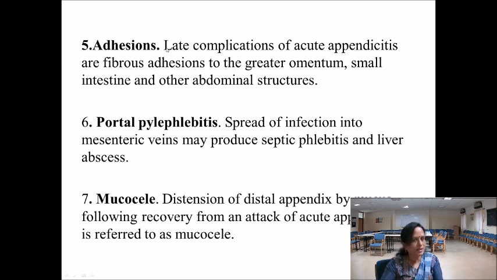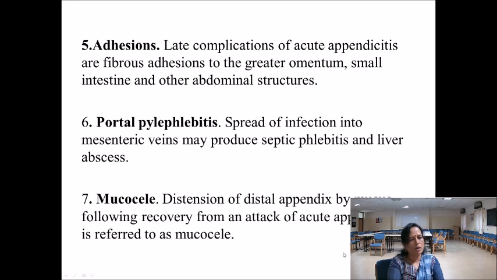And as it heals, there's always some complication. It can cause adhesions, that is the late complications. That is fibrosis, which brings the surrounding tissues to adhere to each other, especially to the greater omentum, small intestine, other abdominal structures. Then pylephlebitis, that is the infection can spread into the mesenteric veins. Then it may produce septic phlebitis or liver abscess. And mucocele, so distension of the appendix by mucus.